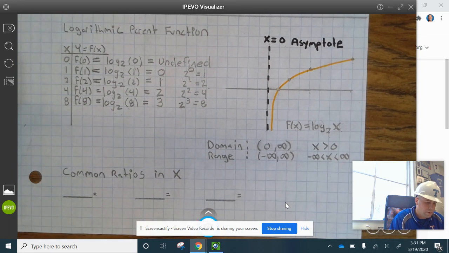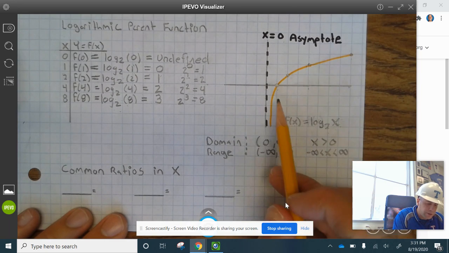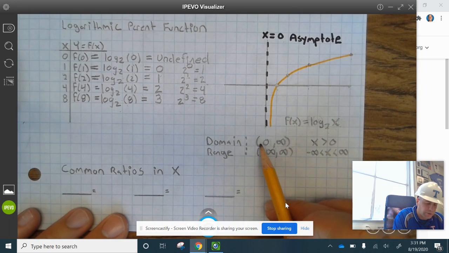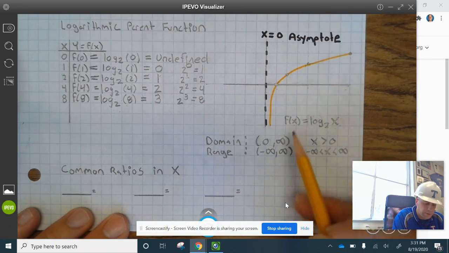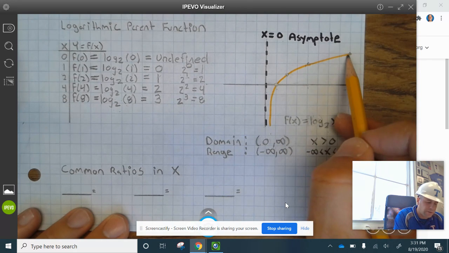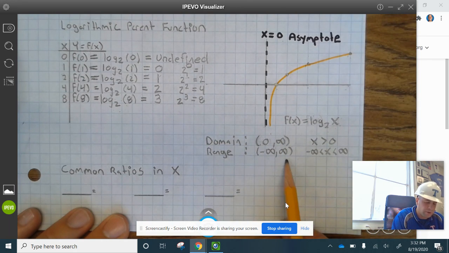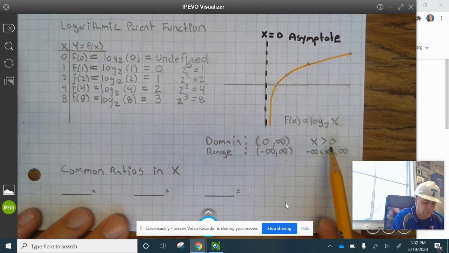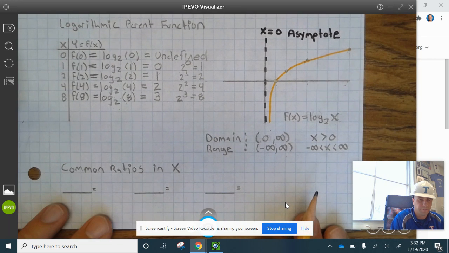Okay. Function is f of x equals log base 2 of x. Domain: you'll see here that it starts at 0, but it doesn't include it. So 0 to infinity. And then range, it's going infinitely in the bottom direction and the top direction. So it's negative infinity to positive infinity. And you see here that I've included the interval notation and the inequality notation for domain and range.